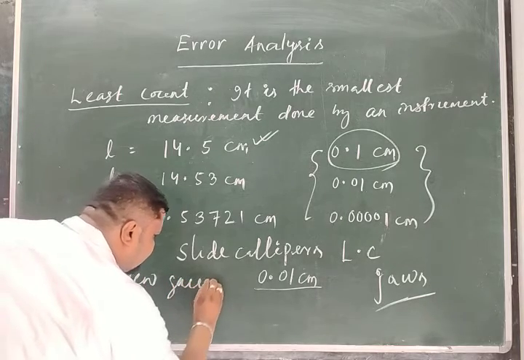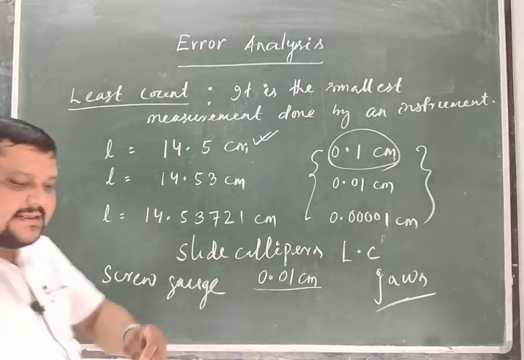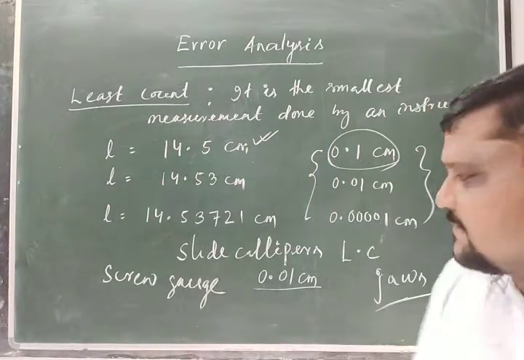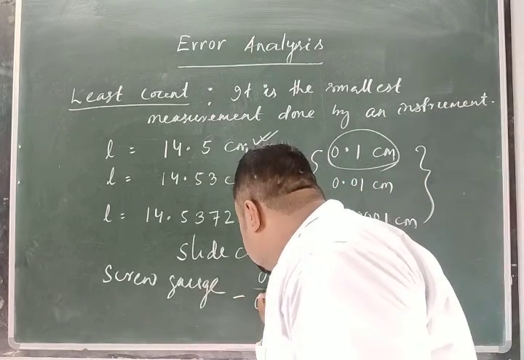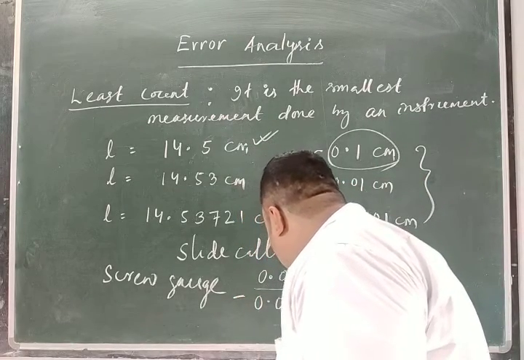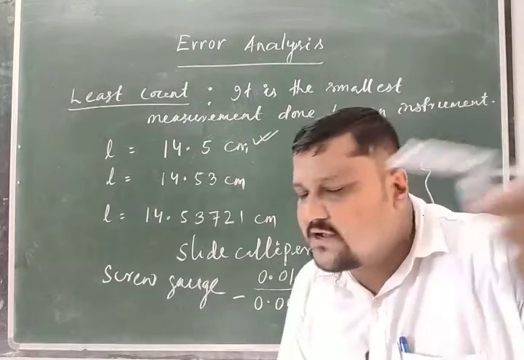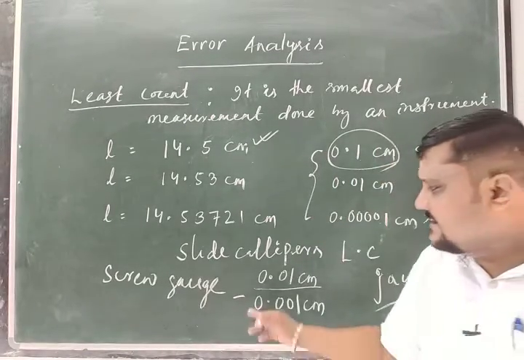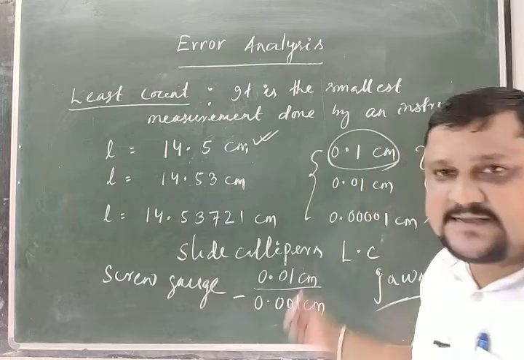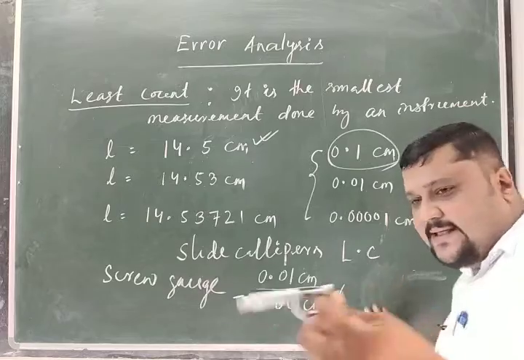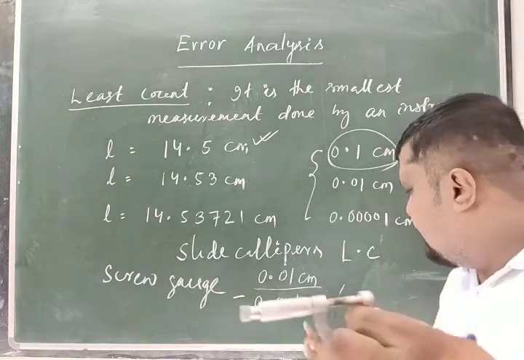Screw gauge is another device like this. By using this screw gauge, we can measure the smallest value of 0.001 cm, and in some screw gauges it is 0.0005 cm. Or we can say in some cases, but in this device we can measure this one.